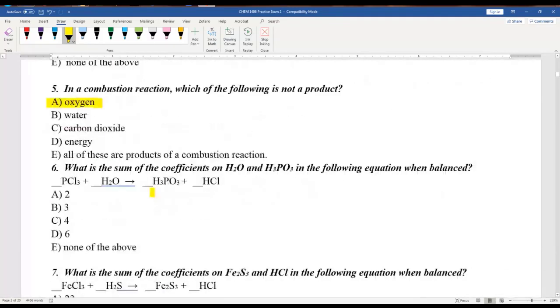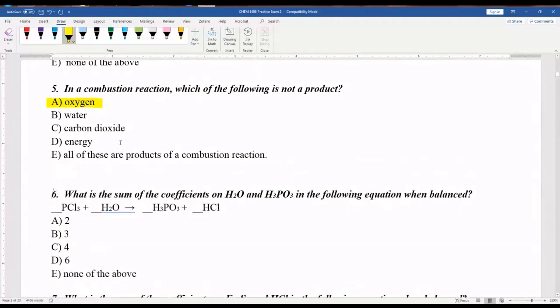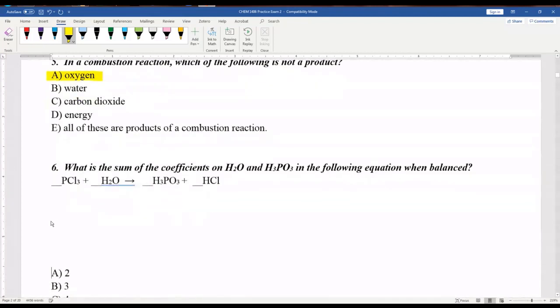Now the next one. What is the sum of the coefficients on H2O and H3PO3 when this equation is balanced? You want to try this one? All right, let's go ahead and hit this one. This will give you more balancing practice. Do you want to take a stab at it on your own, or do you want to work it together? What do you think? I can give you a minute or two to work on it on your own.